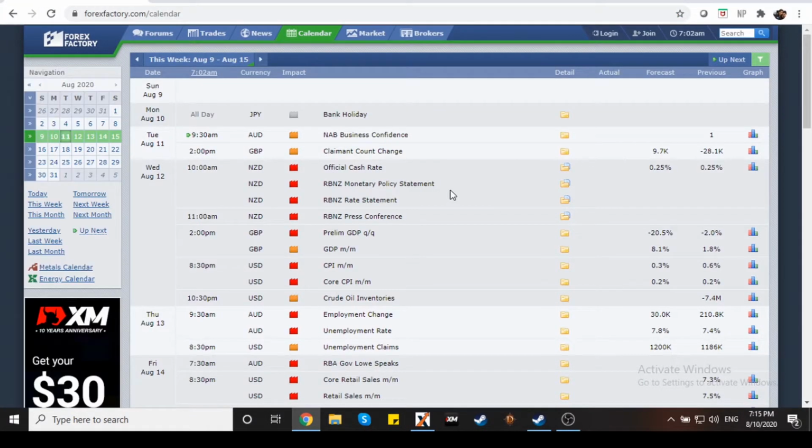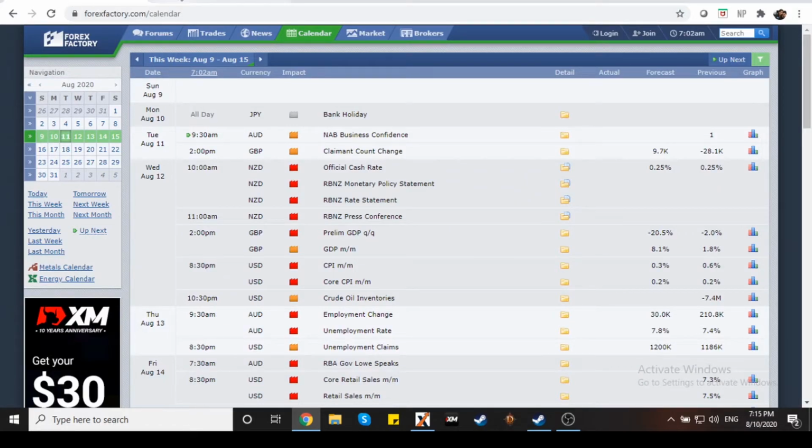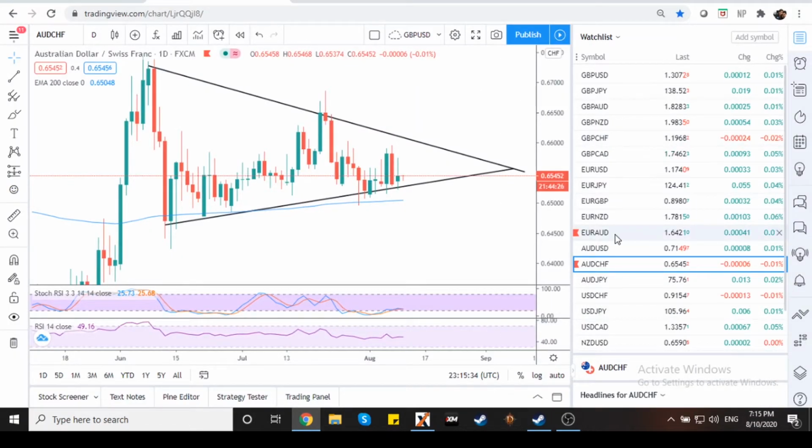Tiningnan ko yung news for today, medyo marami siya. So, GBP, USD, NZD ang mga news today. So, as much as possible, iwasan ko yung mga currency pair na yun. Okay? That's GBP, USD, and NZD. So, kaya ito yung pinili ko, mga Euro pairs.